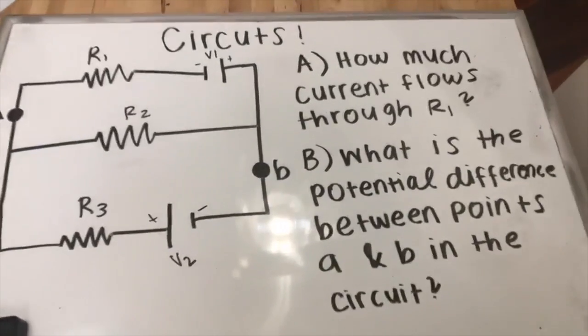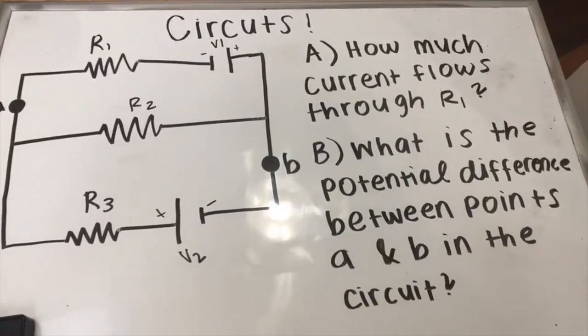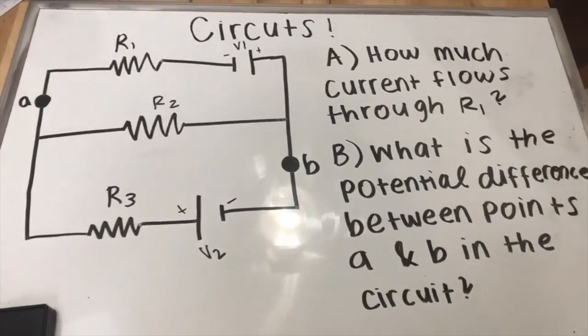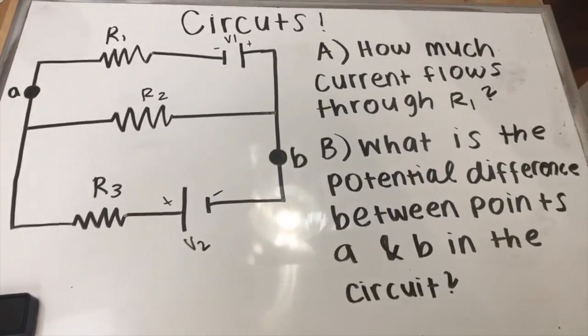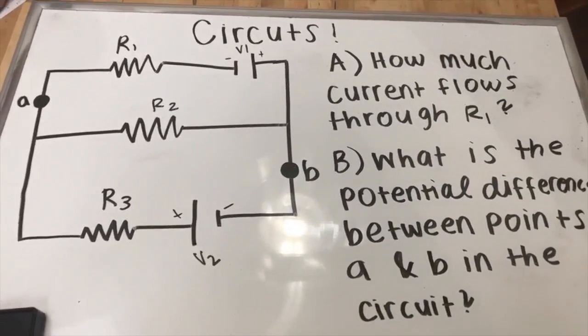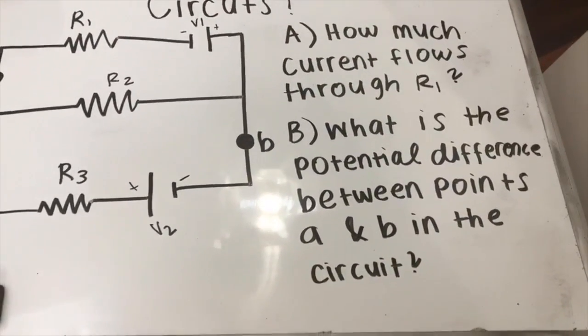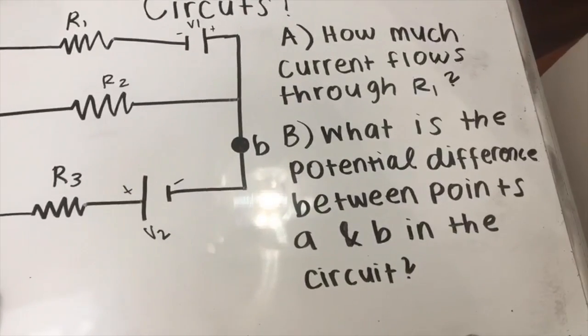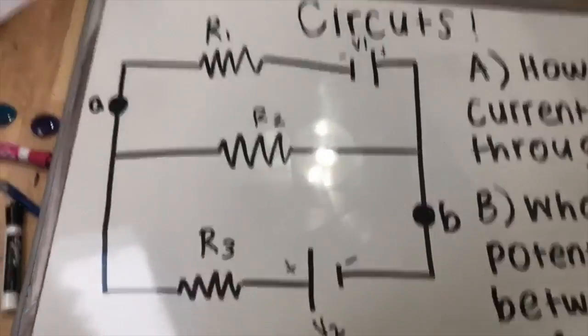Okay, so now we are going to study a quantitative problem here that involves circuits. In this problem, there are two parts to the question. First, we're going to find how much current flows through R1. And second, we're going to find the potential difference between points A and B in the circuit. So here's a picture of the circuit.